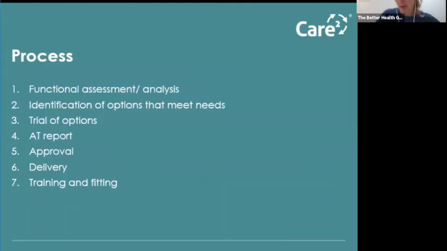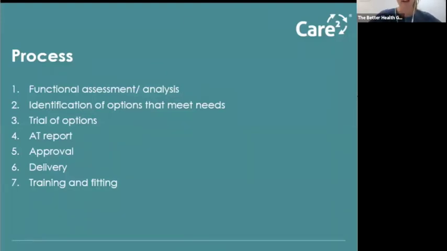Now I'm talking here about the complex AT. If you have a level 1 or 2 AT, as I mentioned before, you don't need an OT assessment. You just need to go out and purchase, and the participant can be reimbursed via the portal. So here I'm talking about the process for complex things, level 3 and level 4. What needs to happen is a functional assessment or functional analysis, plus or minus a report, whatever suits the participant's needs. But you need to really get a good understanding of the function. What are the needs? What are the preferences? What are the issues? What are the goals, as we talked about?